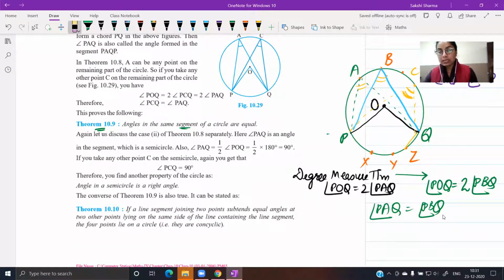With the help of the same result, one more conclusion can be drawn. This one, again, is very important and used in questions repeatedly. Angle in a semicircle is a right angle.